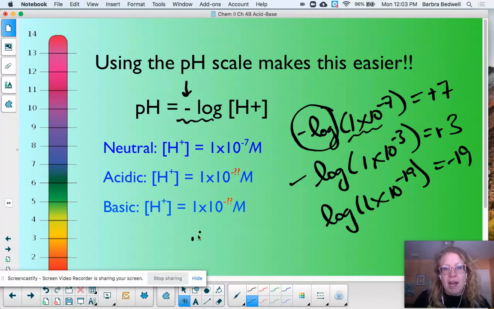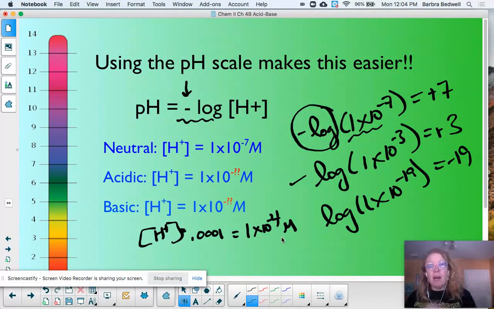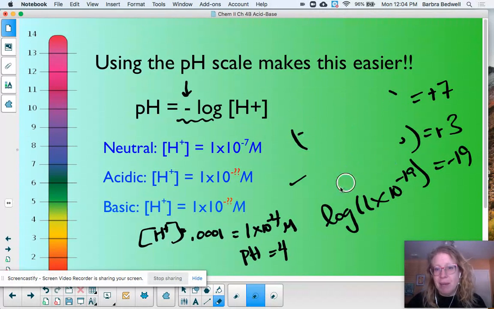So if you've got 0.0001 of hydrogen, if it equals that, that would be 1 times 10 to the minus 4 as our hydrogen ion concentration. If I take my log of that and turn it negative, then that means that my pH of this substance is equal to 4. That's acidic. Well, why is it acidic? Well, because 1 times 10 to the minus 4th is relatively acidic by comparison.